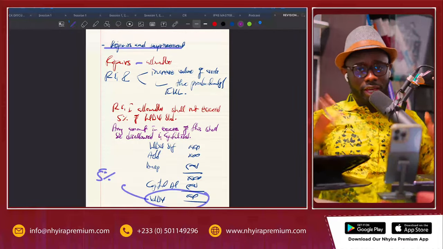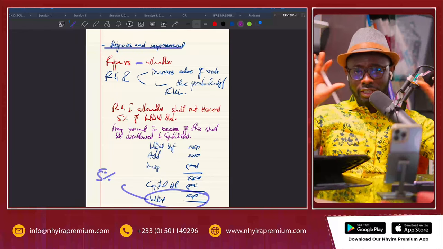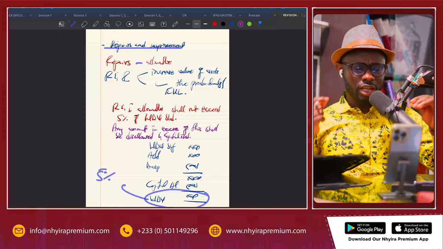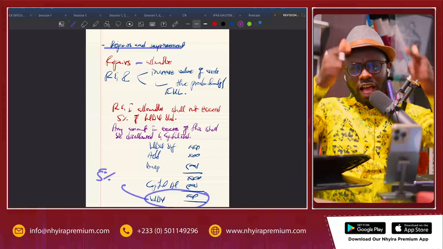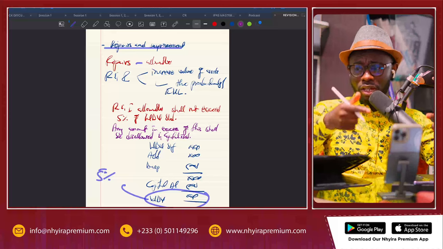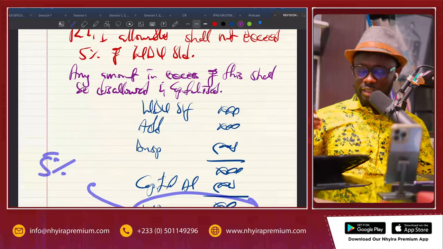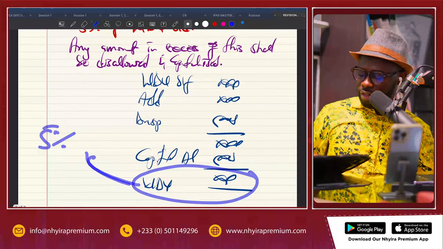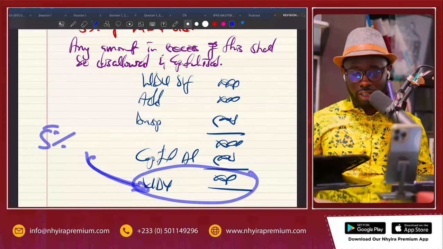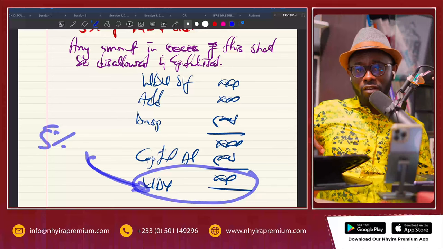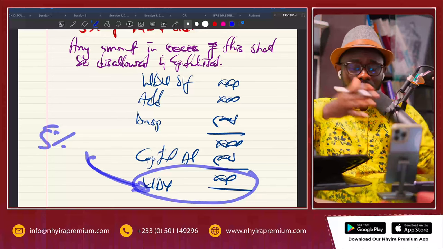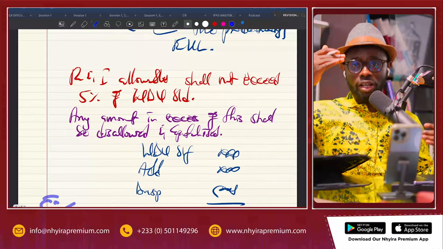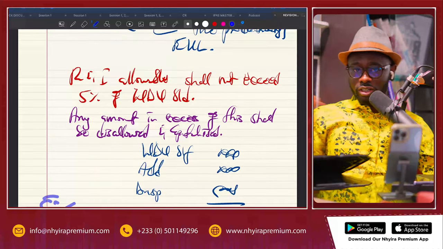If it is just repair, it's allowable. Don't touch it. Whatever they have done, they are correct. But if it is repairs and an improvement, then whatever asset class they did that repairs and improvement on, pick that asset class, do your workflow so that you can get the written down value brought down at the reporting date. Then you take 5% of that and compare it with the repairs and improvement. Then you can decide, is it more? Is it less? Should we allow or disallow some?